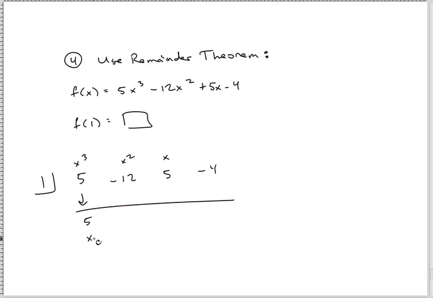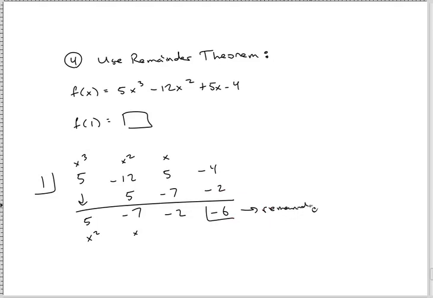Because down here, this is going to be x squared. This is going to be an x. This is going to be a regular number. But let's go ahead and just do the math. So 1 times 5 is 5. And negative 12 plus the 5 is a negative 7. So again, multiply, add. 1 times the negative 7 is a negative 7. With the negative 5, we'll make a negative 12. 1 times the negative 12 is a negative 12, and minus 4 is going to be a negative 16 in the end. And so that's your remainder.